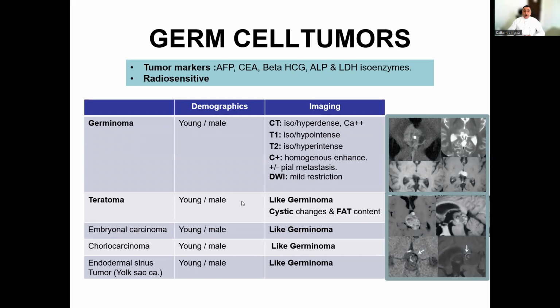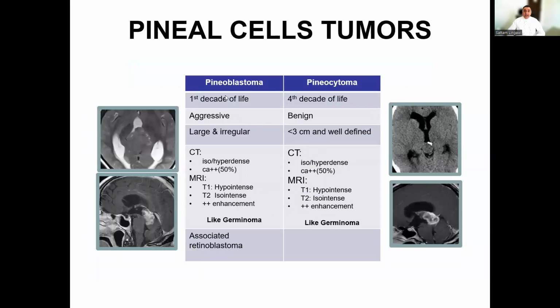So it's primarily on the age, the tumor markers, and in terms of pineoblastoma and pineocytoma, the pineoblastomas are rather aggressive, occur at a younger age, and appear to be larger and irregular in outline, in comparison to pineocytoma, where they occur at a later stage of life. They are benign and they are small and well defined.